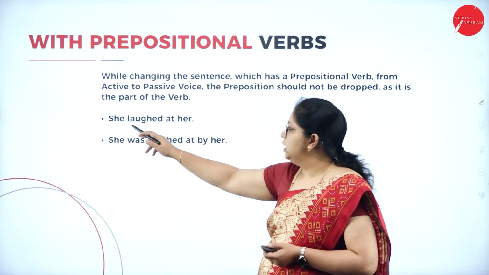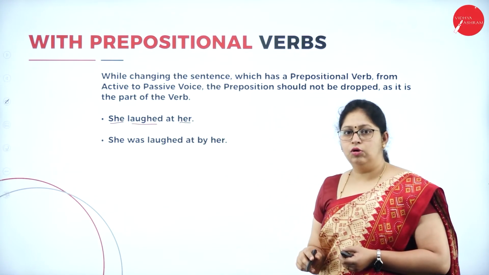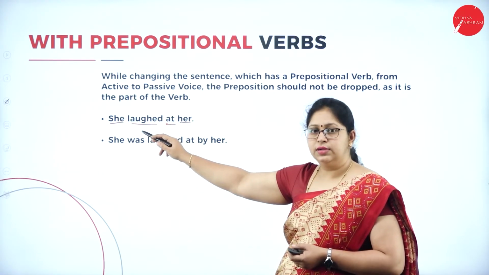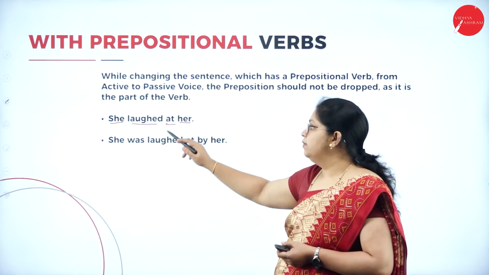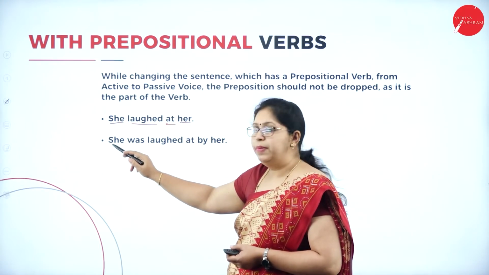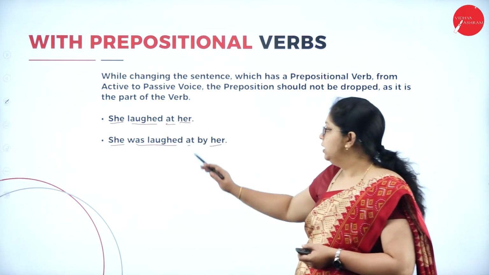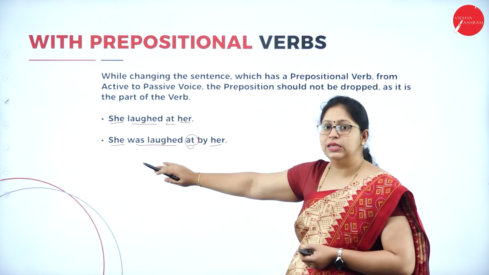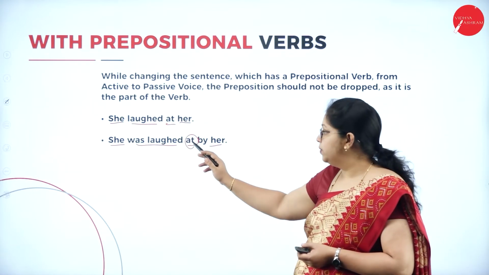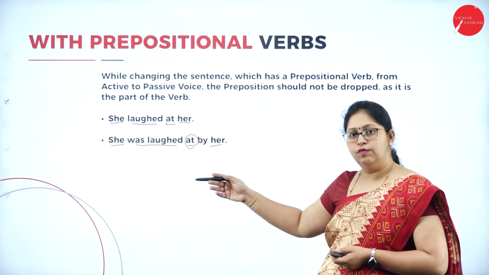So let us see the example. She laughed at her. She is the subject, laughed is the verb, her is the object, the receiver. At is the preposition. At is used with laughed, correct? So this is a prepositional verb. We are not supposed to omit or drop the preposition. See the passive form: she was laughed at by her. If you leave out at here, then the sentence is incomplete: she was laughed by her. So you are not supposed to drop the preposition in a prepositional verb. Okay, this is the other rule you need to follow.